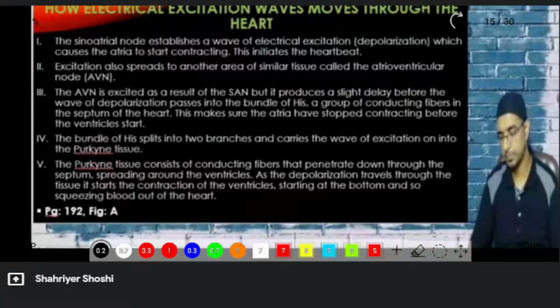So, there is a delayed time for the shock passing to the ventricle. And why is that? So that the atria stops contracting before the ventricle contracts. Because if the atria and the ventricle contract at the same time, the heart will actually cease. It will no more be able to beat.